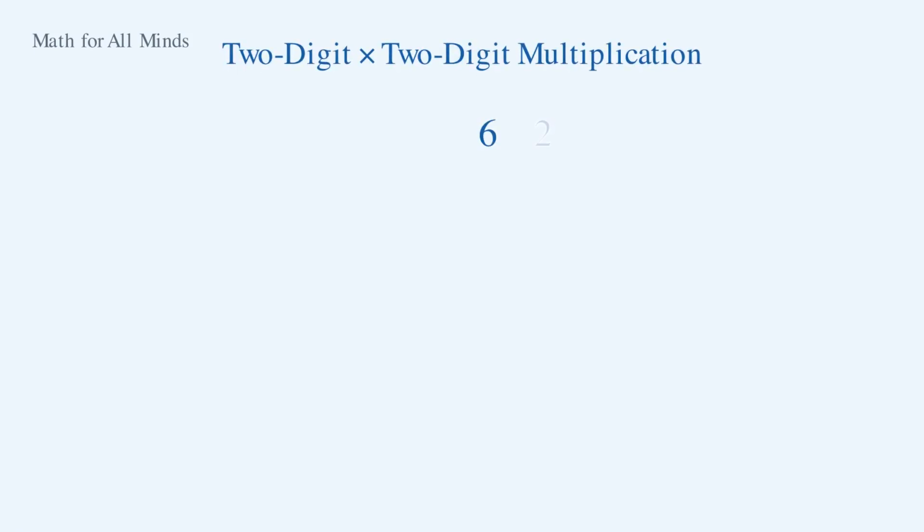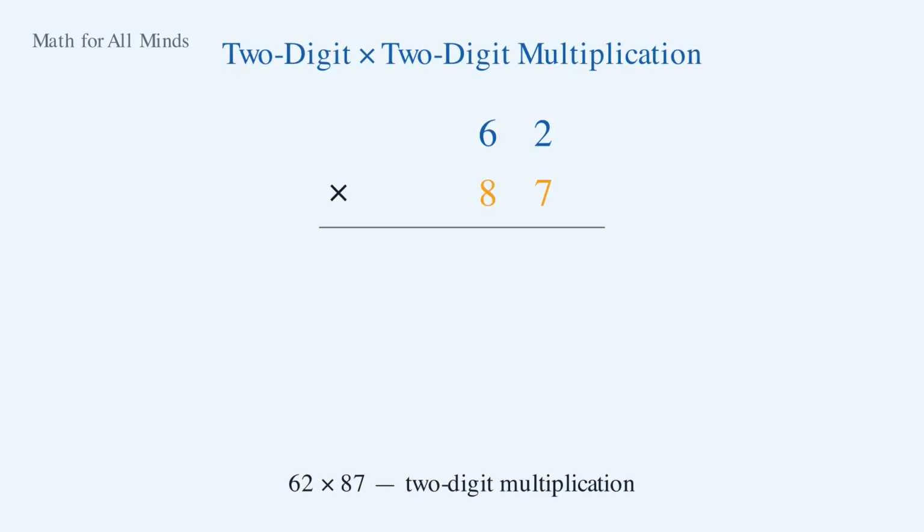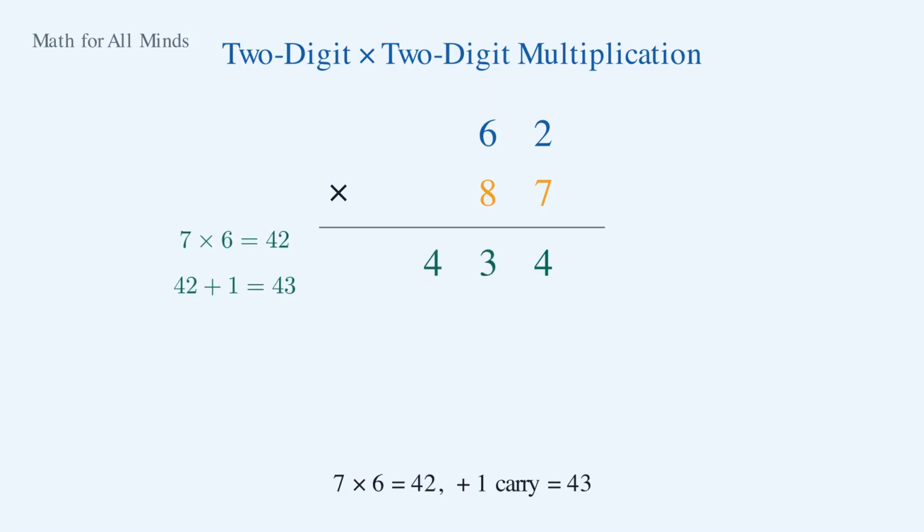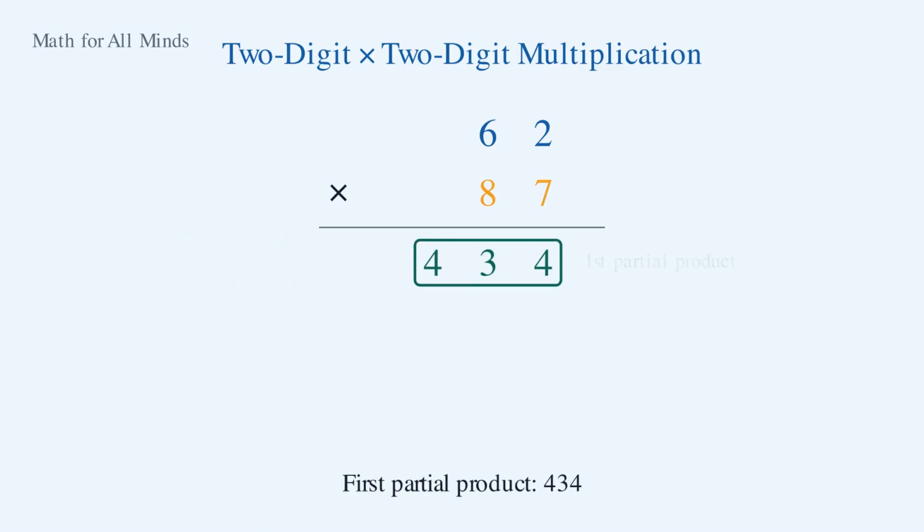Now for 2-digit by 2-digit. Let's multiply 62 times 87. The key idea: we multiply by each digit of the bottom number separately. Each separate answer is called a partial product. First, multiply 62 by the 7 in the ones place. 7 times 2 is 14, write 4, carry 1. 7 times 6 is 42, plus the carried 1 is 43. Our first partial product is 434.